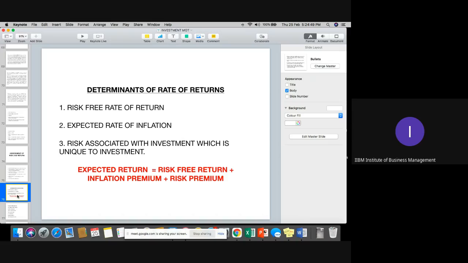Yes. So next part we have about the determinants of rate of return. First of all, there are basically 2 types of returns. First is risk-free rate of return, means the assured return which you will generate out of it. Second is expected rate of inflation. Inflation means whenever you want to earn certain return out of it, definitely you always want to invest your money in such a manner so that you can beat the inflation.